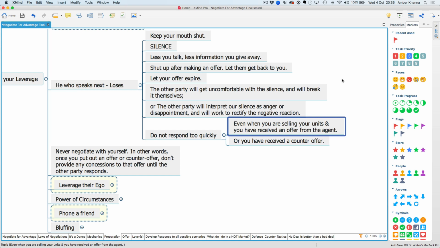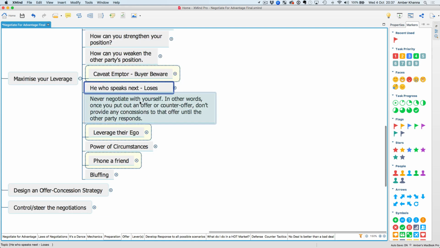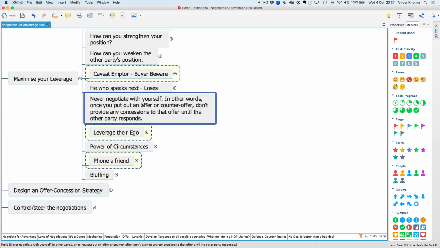that you've given. Now, you've obviously gone through the hassle of figuring out what you can put on it, or what you can pay for it. So this offer's got to be right, and you want to put some time limits on it so that it puts pressure on them to make a decision. Let your offer expire. The other party will get uncomfortable with the silence and will break it themselves.